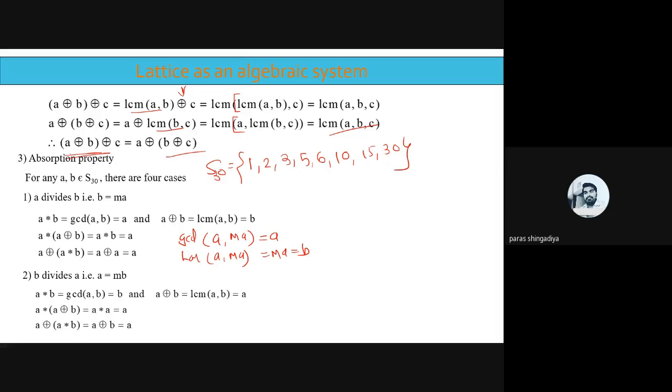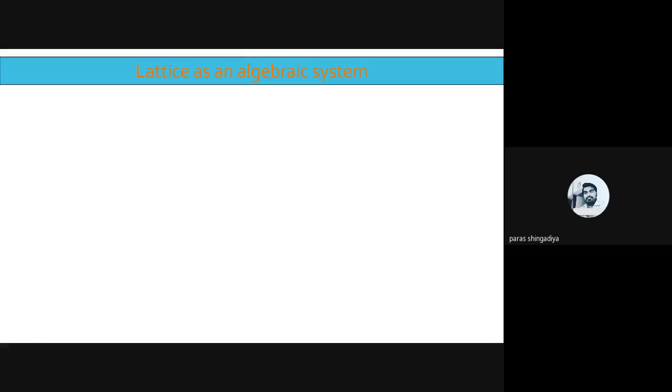Now the proof of the absorption property: A star (A ring sum B) is equal to A star A, and A star A is equal to A. Clear? And the same for A ring sum (A star B), that is equal to A ring sum B, and what is the answer of A ring sum B? That is equal to A. Clear?